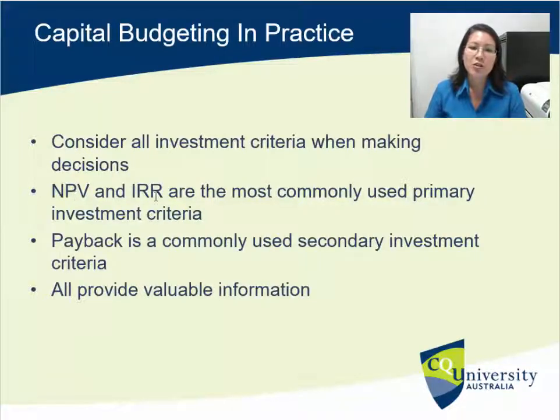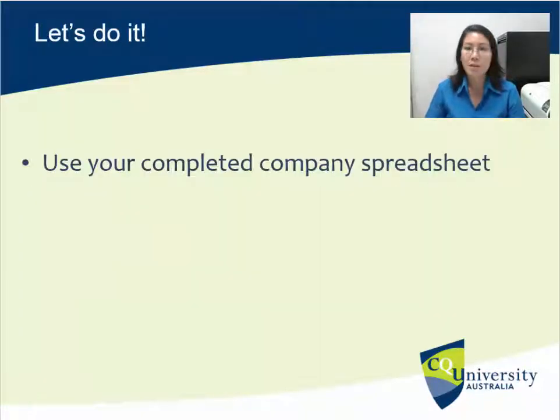Net present value and internal rate of return are the most commonly used primary investment criteria, and like I said, I have worked with firms where they will only use net present value. Payback period is commonly used secondary investment criteria, as is the accounting rate of return. But all of the tools provide valuable information. So that's what I'm saying. If you've got tools available, you know how to use them, why not calculate all of them and just get that bigger picture view? Okay, so that's the background.